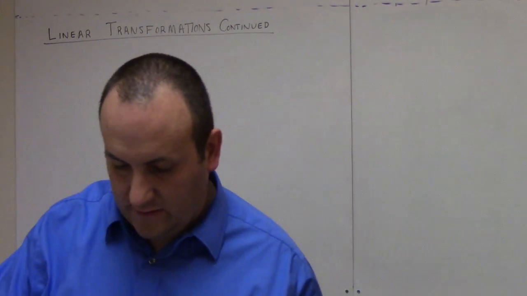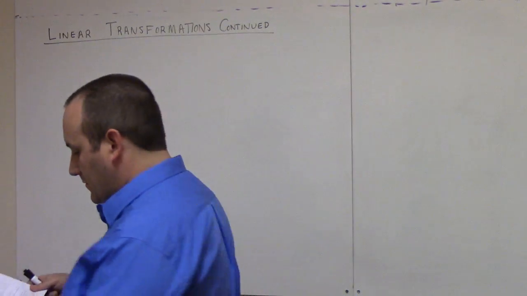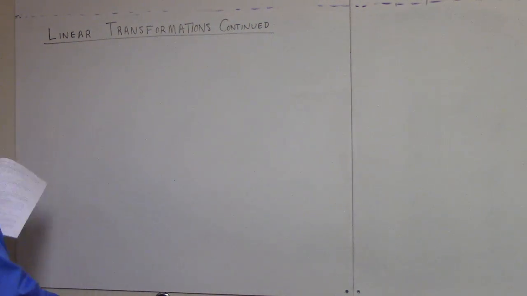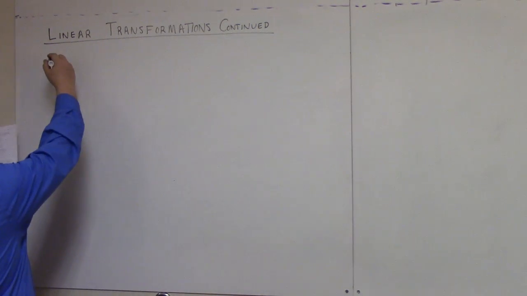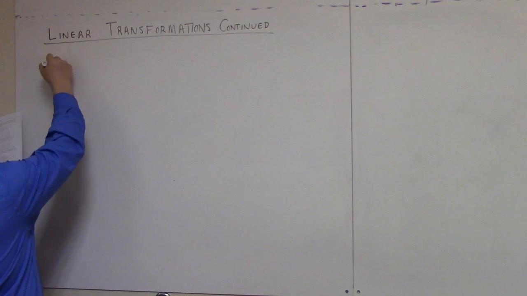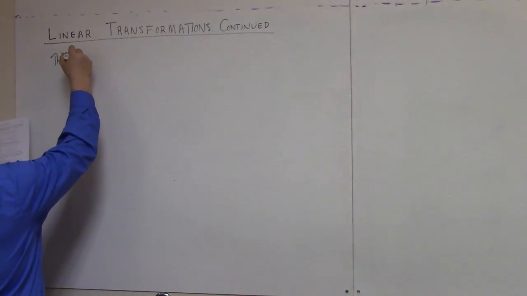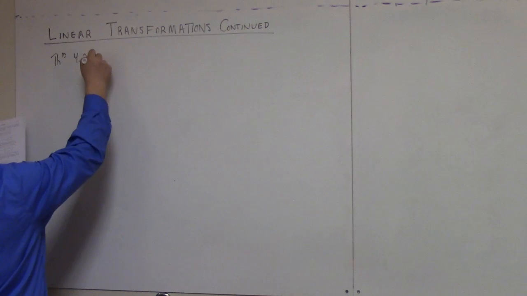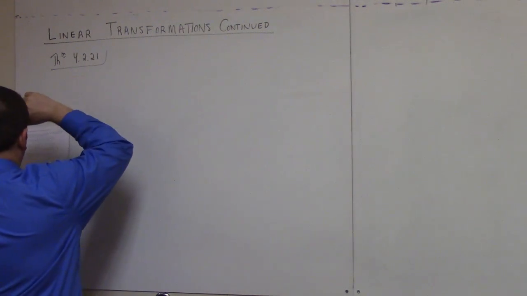Maybe just to get to the point here. We were talking about linear transformations of column vectors, right? And there's a theorem which you should know about. Theorem 4.2.21, which is on page 141.